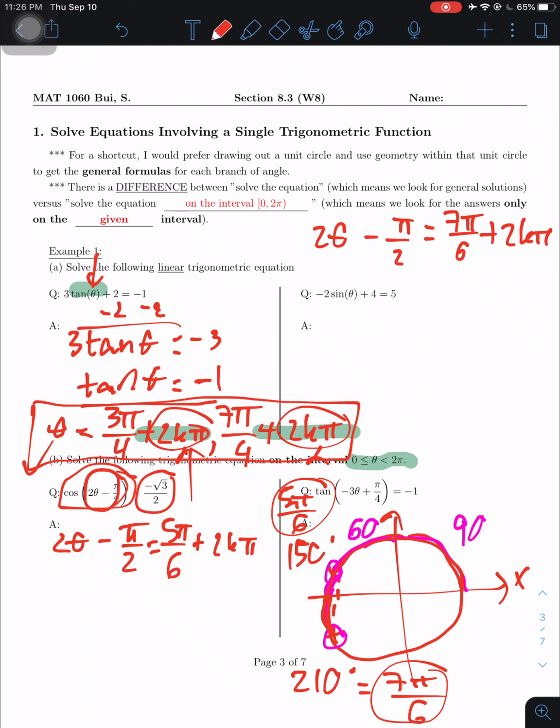Okay? And in each case, we're going to solve for theta, okay? So fast forward, I'm going to add both sides by pi over 2. So that gives me 2 pi in here. And then I'm going to use my calculator.